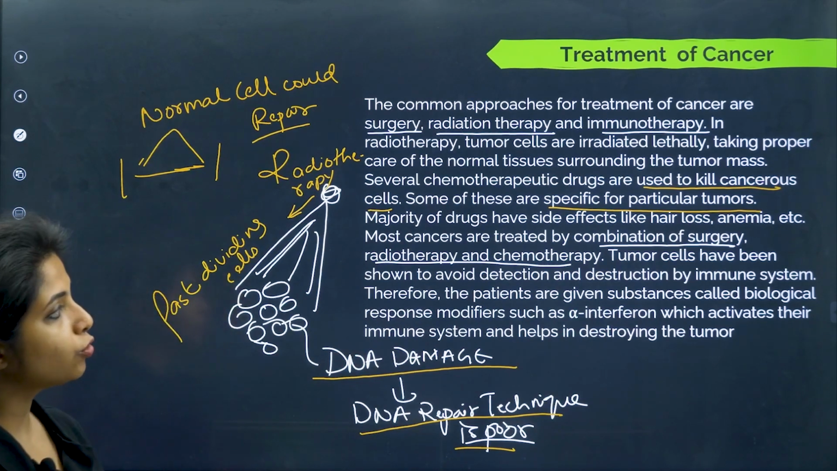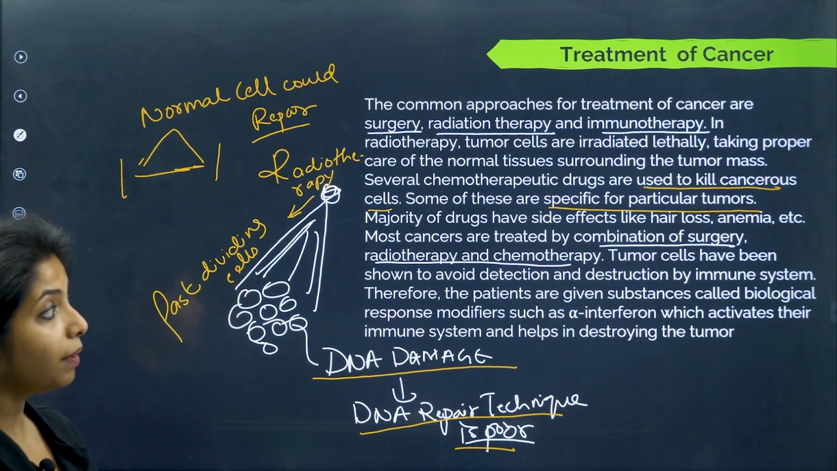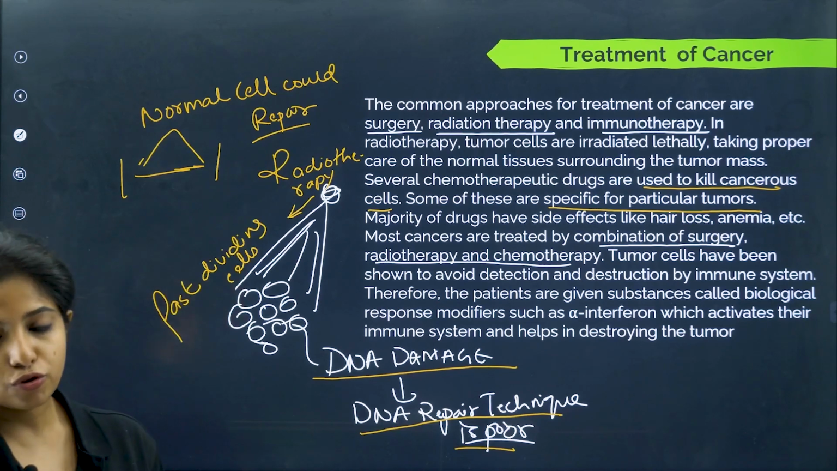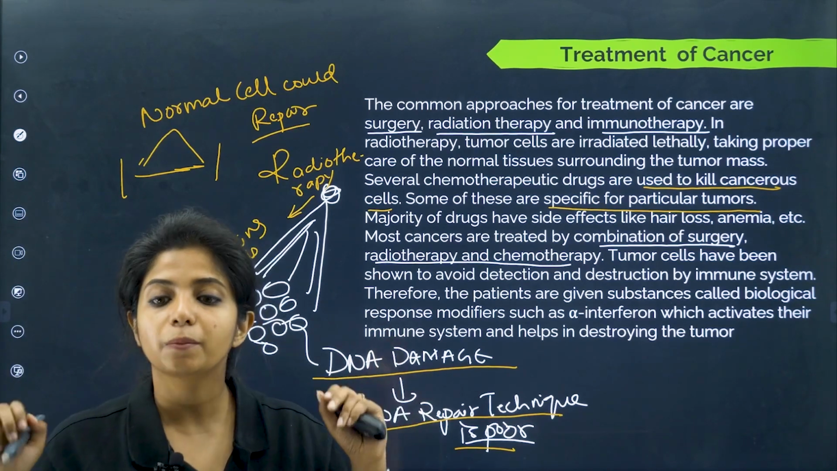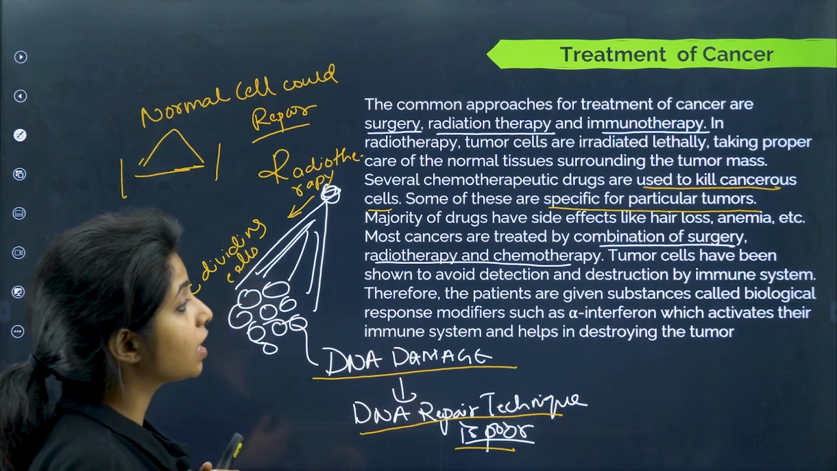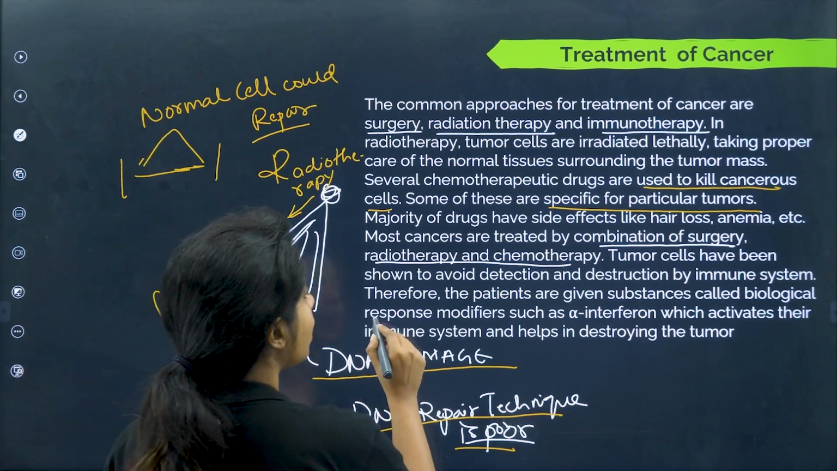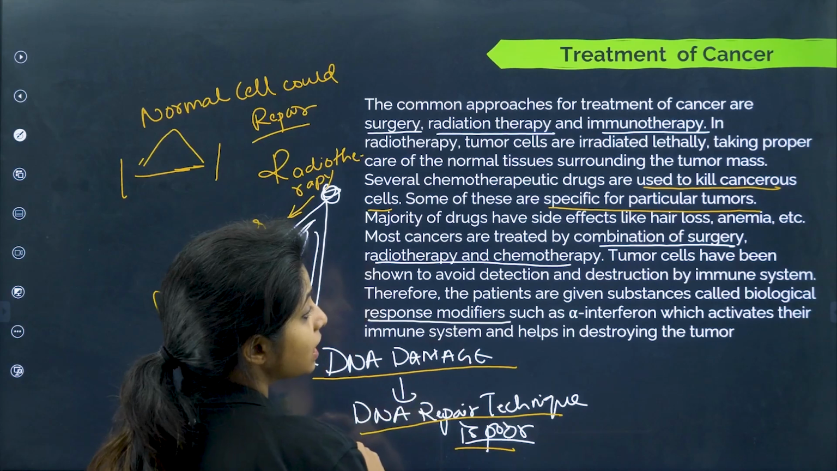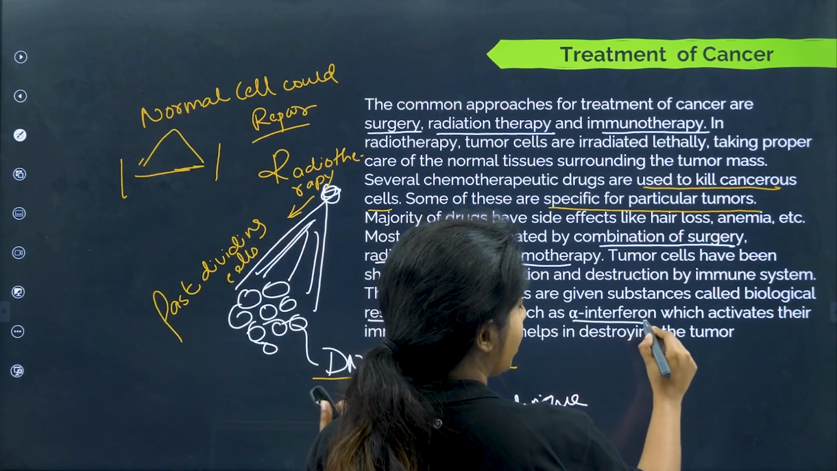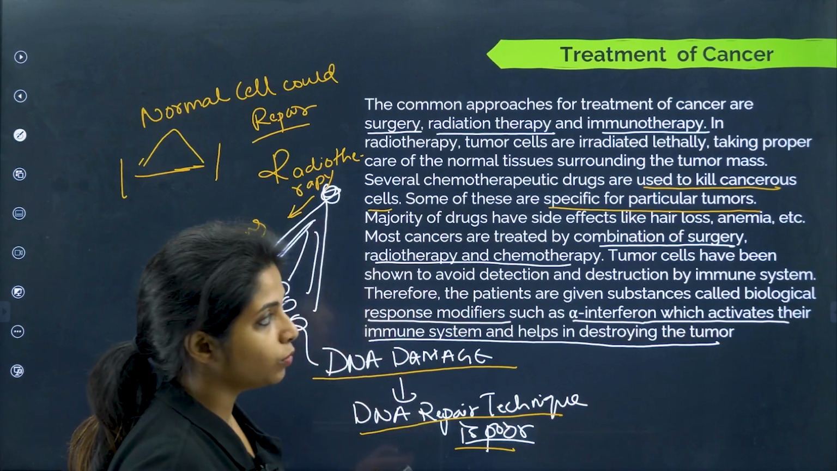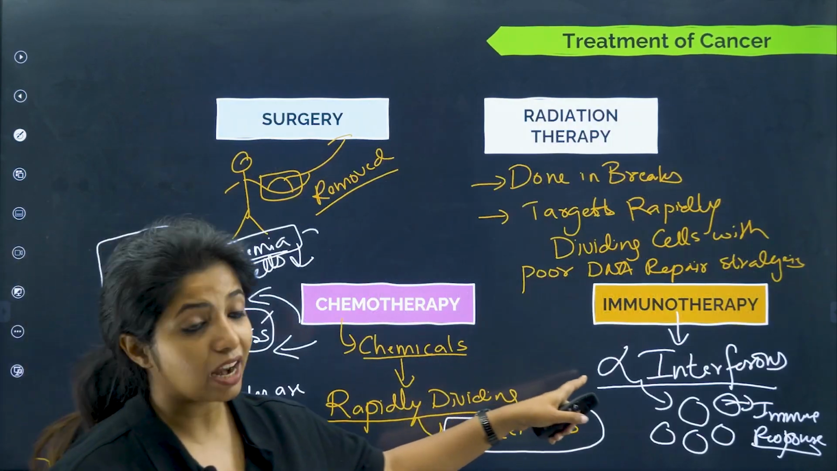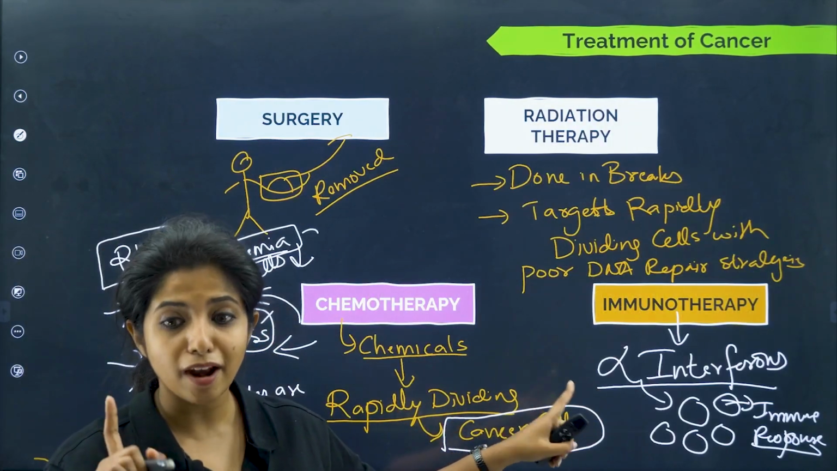Tumor cells have been shown to avoid detection and destruction by the immune system. So usually our tumor cells would be going and hiding somewhere so that they are not detected by the immune system as well. Therefore, the patients are given substances like biological response modifiers such as alpha interferons, which activate their immune system and help in destroying the tumor. I just told you that interferons, alpha interferons, please remember alpha interferons.